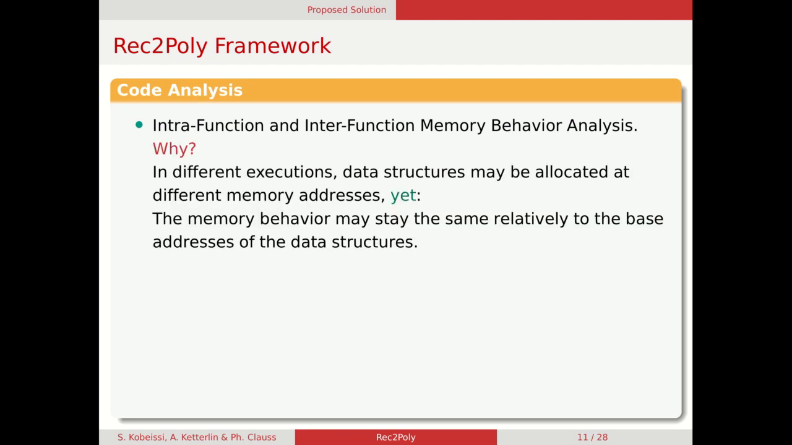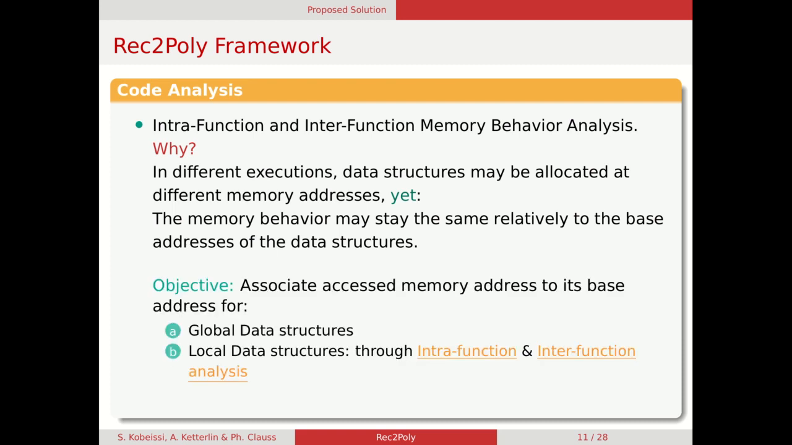Why is that? Because in different executions, data structures may be allocated at different memory addresses, yet the memory behavior may stay the same relatively to the base addresses of the data structures. So we associate an accessed memory address to its base address for global data structures and local data structures. For global data structures, accessed addresses can be directly associated to their base addresses. On the other hand, as for local data structures, Rec2Poly needs to perform intra-function analysis to associate the access addresses to the base addresses visible in the scope of the parenting function where parameters are the furthest analysis point.